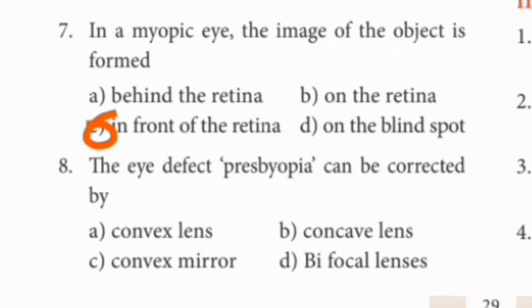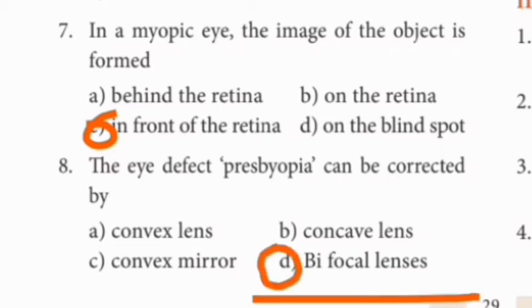Eighth question: the eye defect presbyopia can be corrected by options: convex lens, concave lens, convex mirror, bifocal lens. The correct answer is bifocal lens.